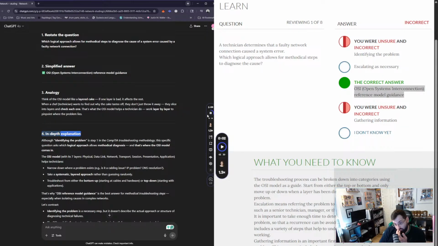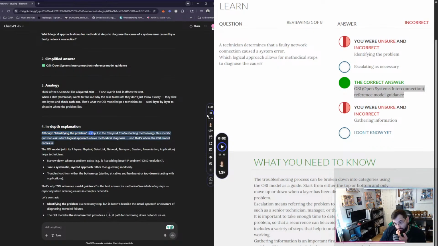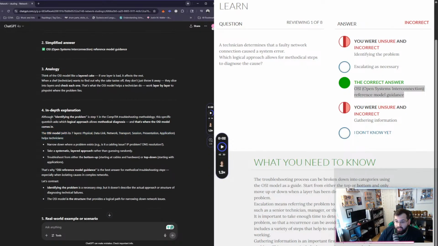4. In-depth explanation. Although identifying the problem is step 1 in the CompTIA troubleshooting methodology, this specific question asks which logical approach allows methodical diagnosis. And that's where the OSI model comes in. And that's exactly what I was looking for. It dissected the question. It looked at it again and was like, hey, although this is the most common and makes the most sense, it's not asking for that. It's asking for this. The model, with its 7 layers, physical, data link, network, transport, session, presentation, application, helps technicians narrow down where a problem exists.